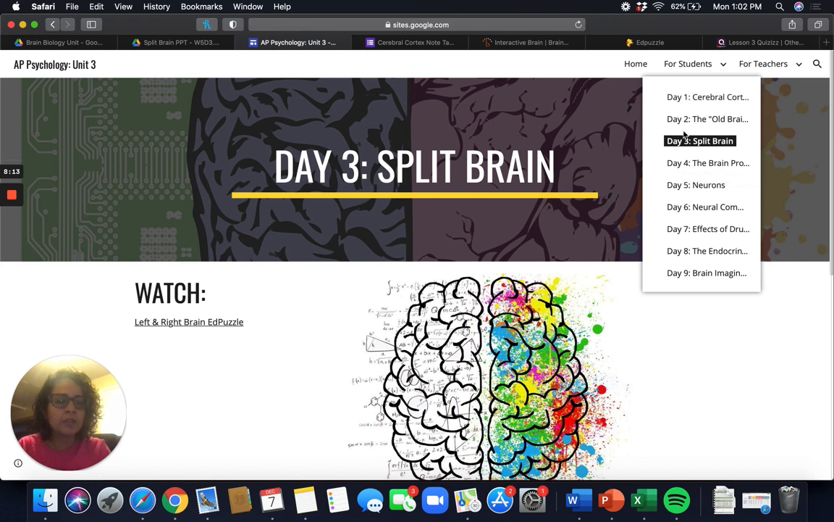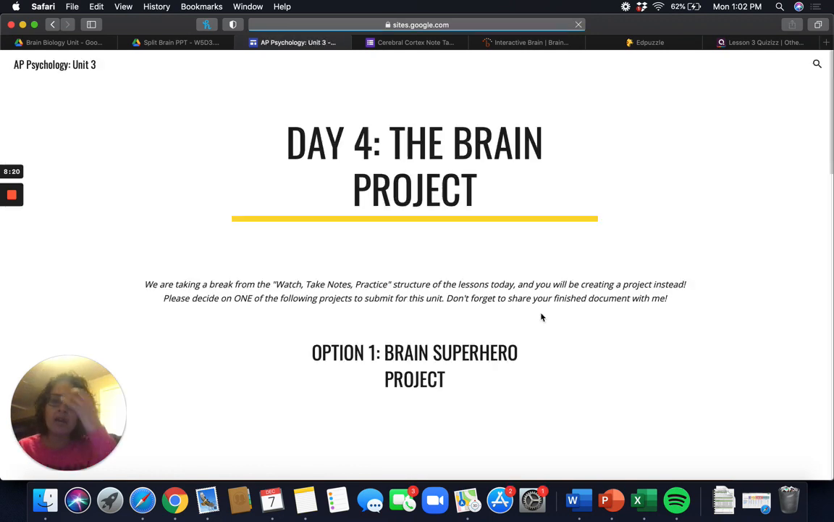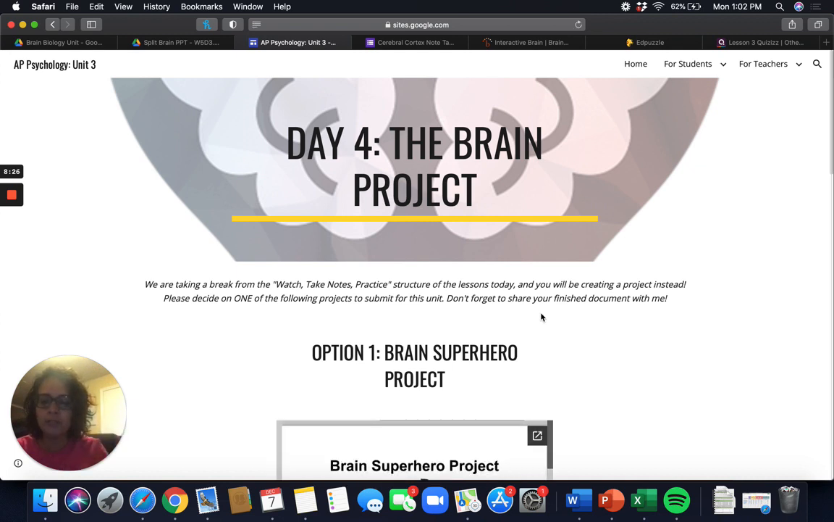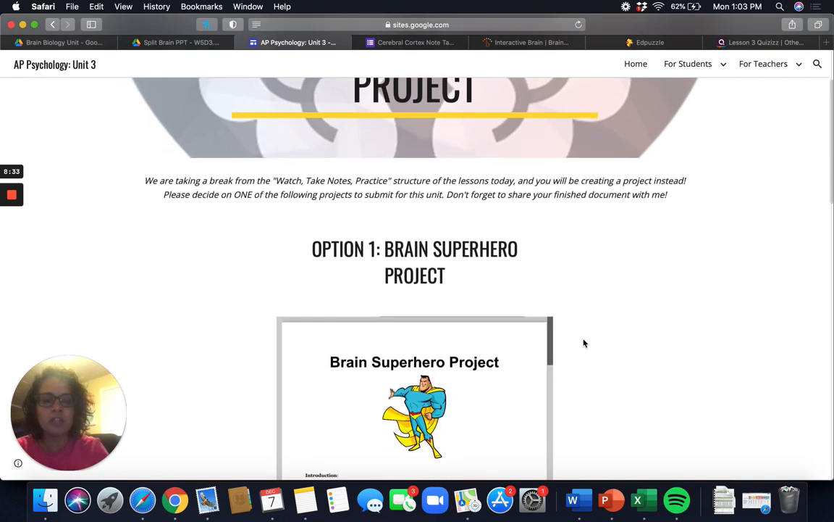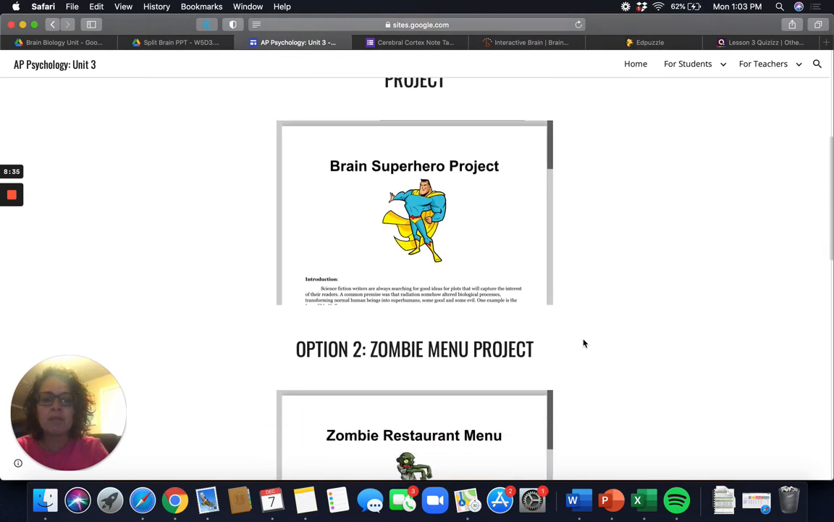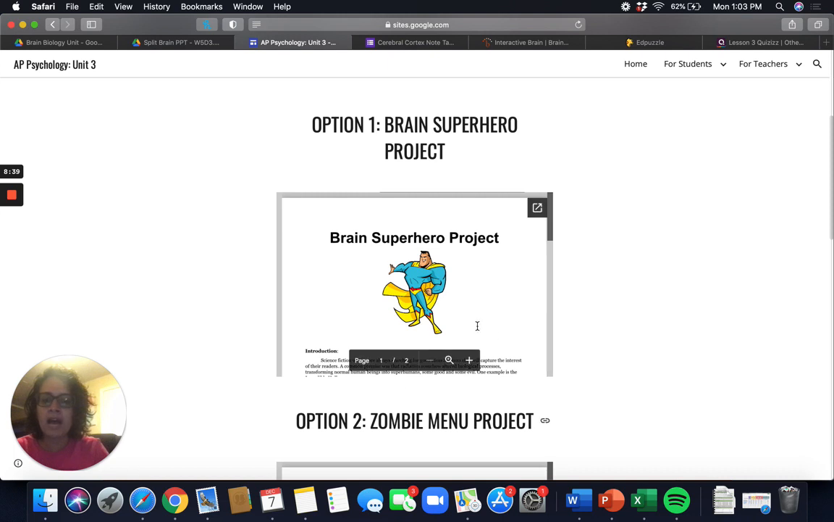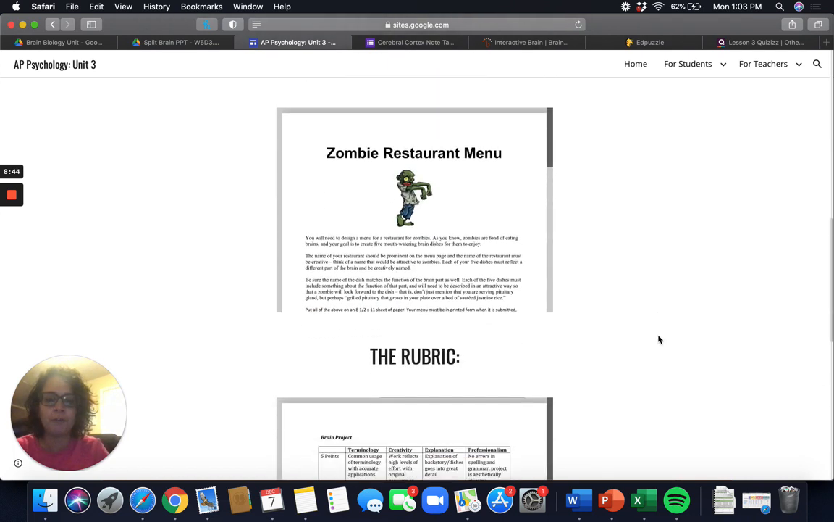Every day, 1, 2, 3, and 5 through 9 are structured very similarly to this, but day 4 is a little different. Again, I wanted to shake things up a little bit so students are able to not only interact more with the material, I want them to also internalize the material. So after they learn a lot of the vocabulary, they do a project. I'm a big fan of student choice, so I put some student choices on here for the project.